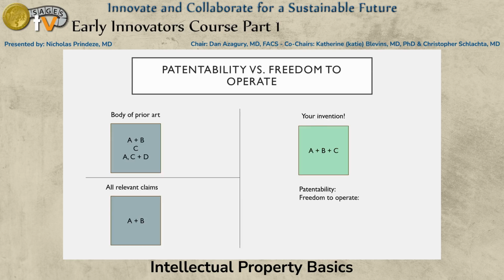So we're going to go through an example, and I'm sure a lot of folks in this room have seen this example before. If we look at the prior body of art, that's up on your top left, you can see that in existence, there's already A plus B, C, and A, C, and D. And I'll give a caveat: I'm going to ask you to raise your hands in a second for a survey. Then your invention is A plus B plus C. So comparing that to the body of prior art, who here thinks that this is patentable? Just by a show of hands.